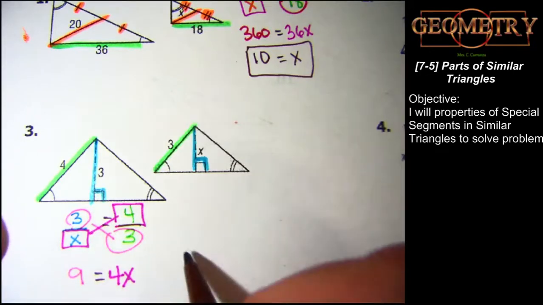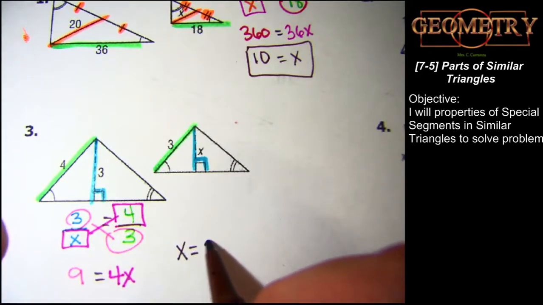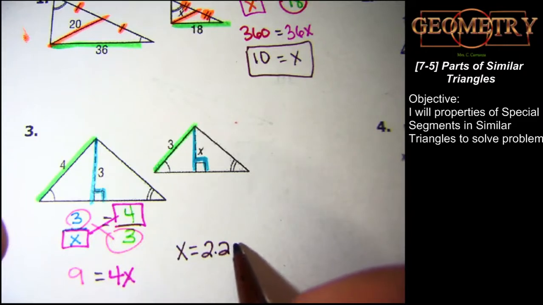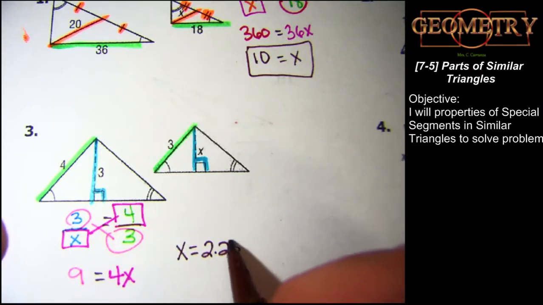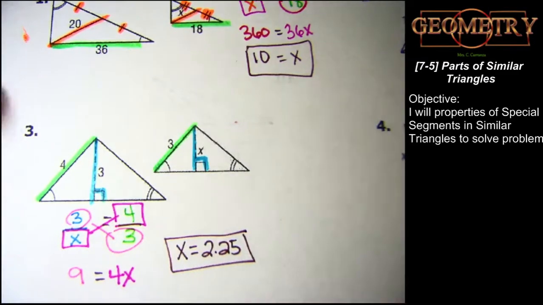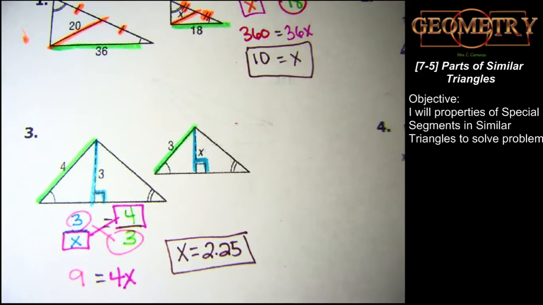And when I divide, x has a value of 2.5 or 2.25? 2.25. Okay. Good. Let's skip over and do number 4.